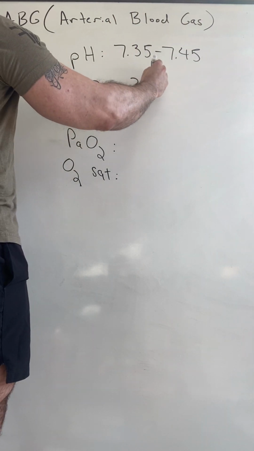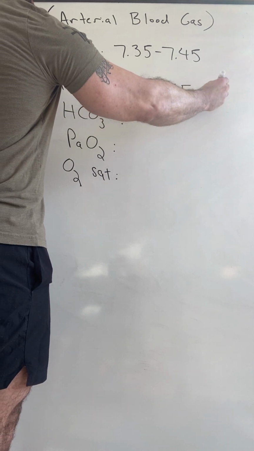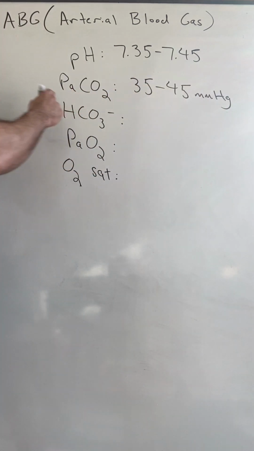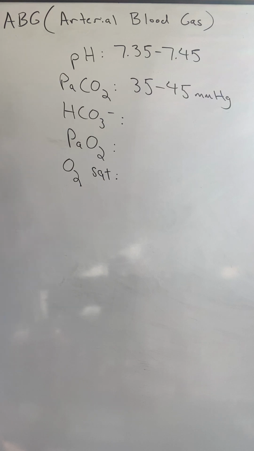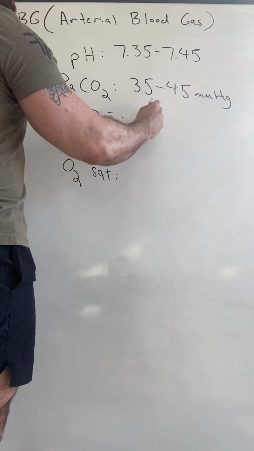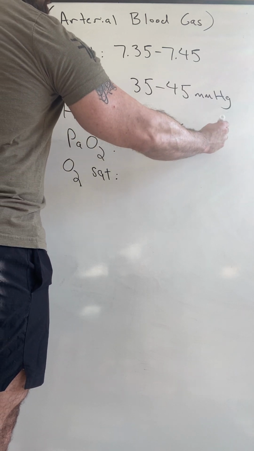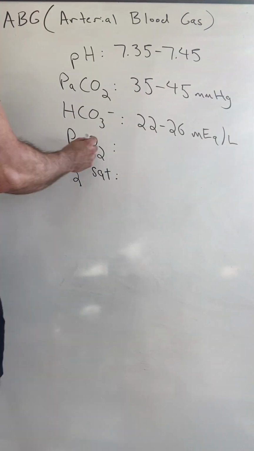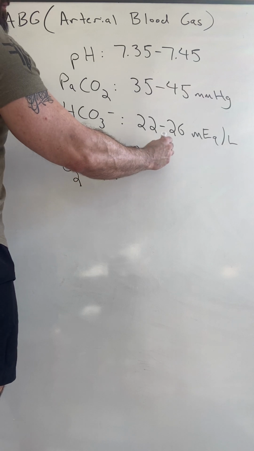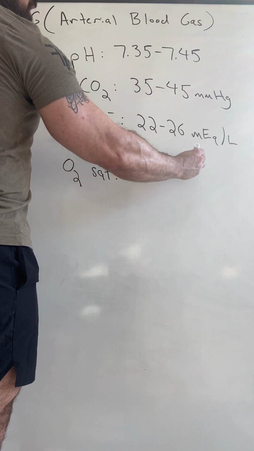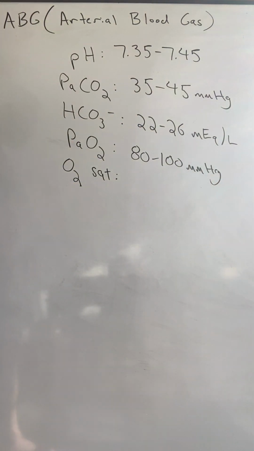PaCO2, so 35 to 45 millimeters of mercury. So it's a partial pressure of carbon dioxide, and the units are millimeters of mercury. So bicarb, so 22 to 26. The units here are milliequivalents per liter. The PaO2, so the oxygen, is going to be 80 to 100 millimeters of mercury. So it's the oxygen content of arterial blood.